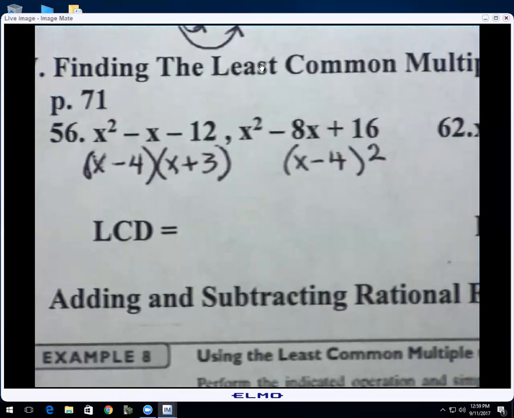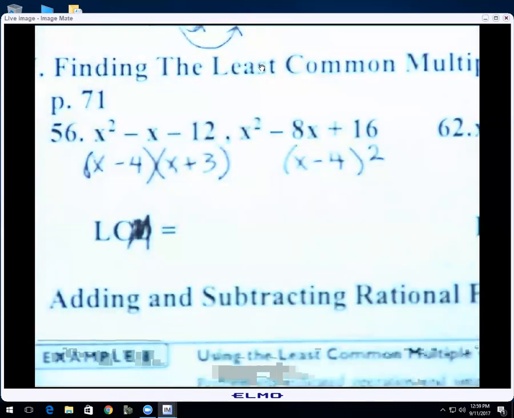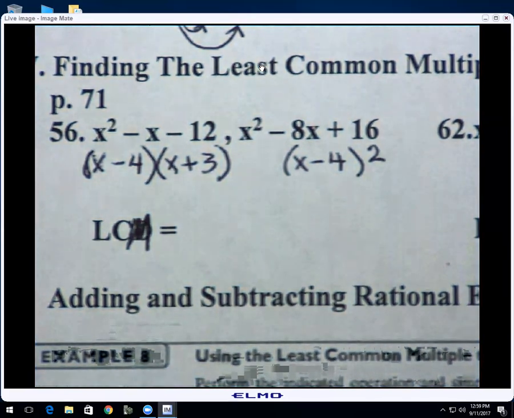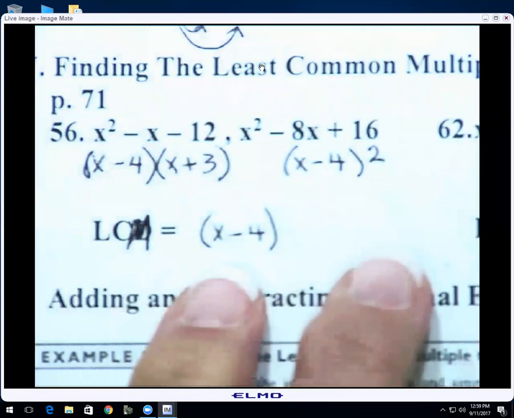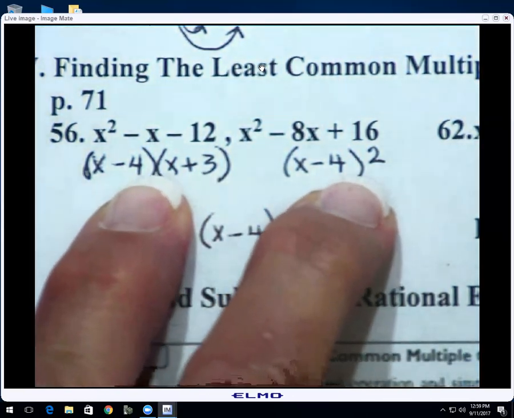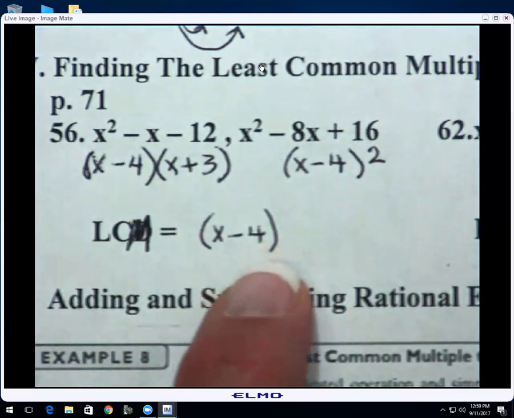Looking at those two expressions in their factored form, tell me the LCM, the smallest thing both of them will go into evenly. Gonna have to have an x minus 4. Now, if you stop right there, what you've given me is the GCF. You've given me what will go into them. And I don't want what will go into them. I want what both of them will go into. So not only an x minus 4, but also what?